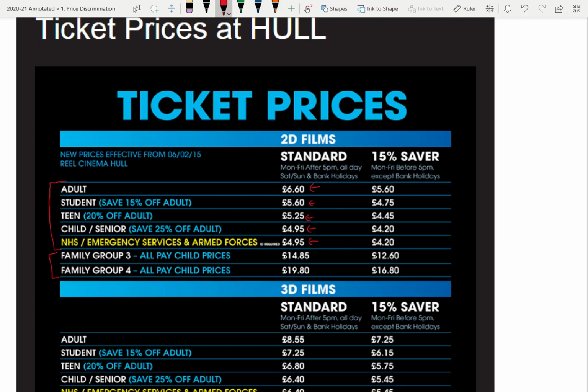What about the column on the right there? So we have these 15% saver tickets. So all these prices are 15% less. And the saver tickets' prices here differ by time of day. So if you go Monday to Friday after 5 p.m. or on a weekend or bank holiday, you pay the standard price. But if you go during the day, before 5 p.m. on a Monday to Friday, then you get this lower price. So this is also a type of third degree price discrimination. It's observable you're going at a different time. And this is usually called intertemporal price discrimination, that is, varying the price based on the time that you buy the good, in this case the service.